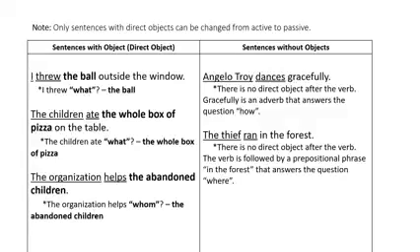Okay, second sentence: the thief ran in the forest. Try to ask again the question. The thief ran what? Does "in the forest" answer the question what? No, it answers the question where. So in this sentence, there is no direct object after the verb. The verb is followed by a prepositional phrase, in the forest, that answers the question where. So as you can see, that is the difference between sentences with an object and without an object.